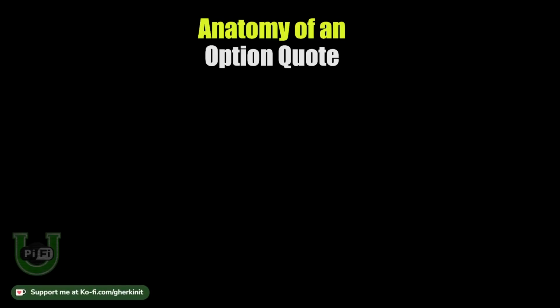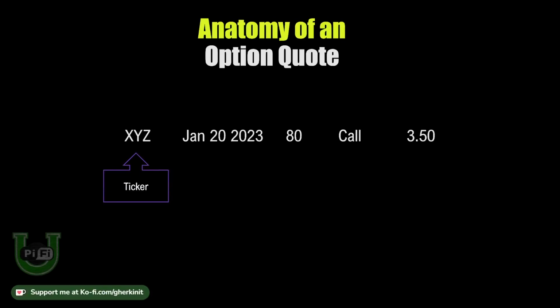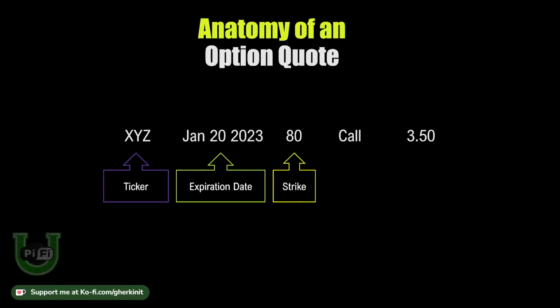Now let's take a look at the anatomy of an option quote. These will vary from broker to broker, but will always contain these 5 key elements. The first up being the ticker. This is the CUSIP ID of the stock that you intend to trade. Next will be the expiration date. This is the date on which the options contract expires or must be exercised by. Then we have the strike. This is the agreed upon price for the contract.